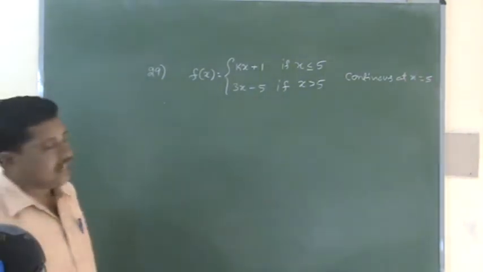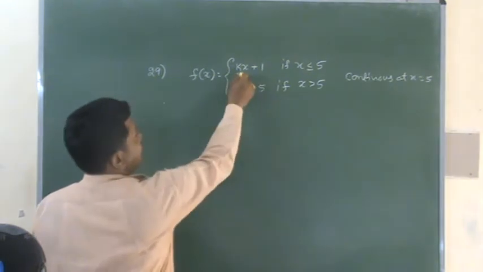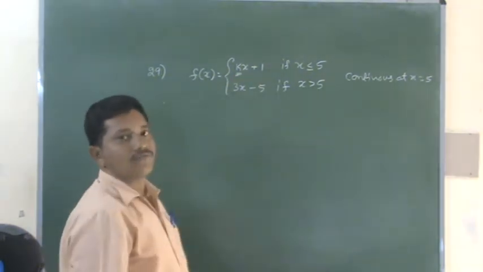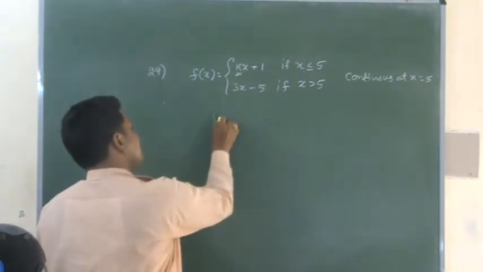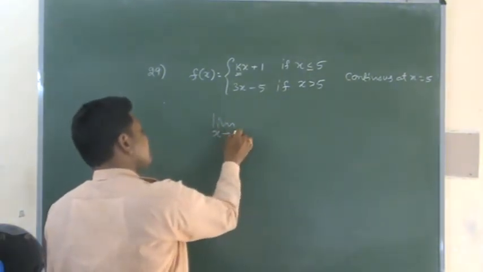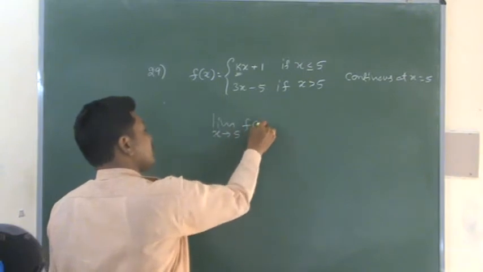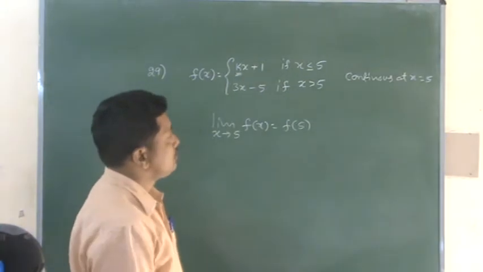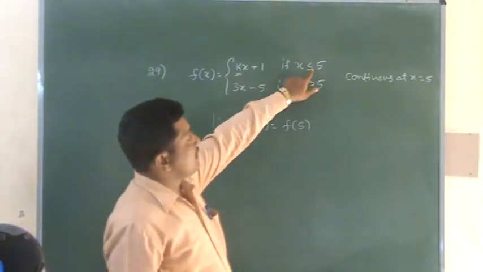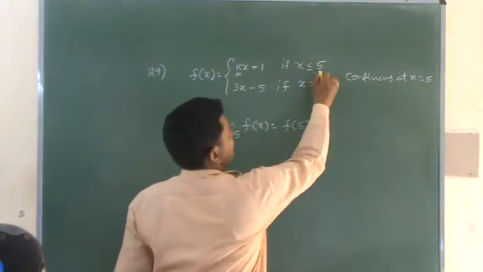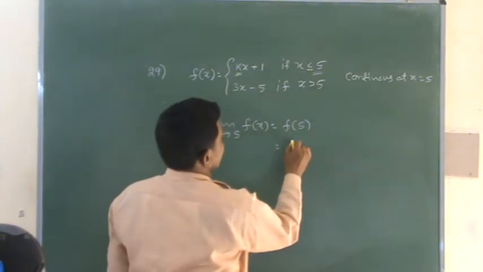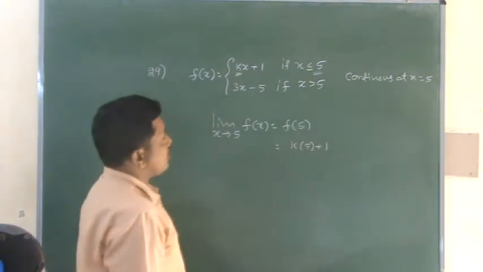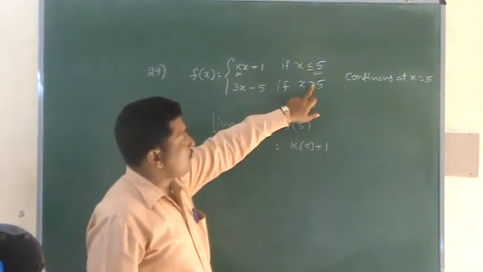X is equal to 5. Find the k value. Once again, I want to find the k value. Since the given function is continuous at x is equal to 5, what is the formula? You want to write it like that. Here the equality condition is there, so I substitute the value, that is equal to k into 5 plus 1.